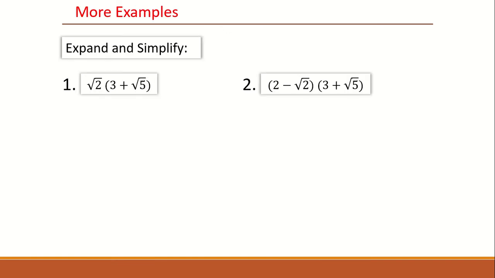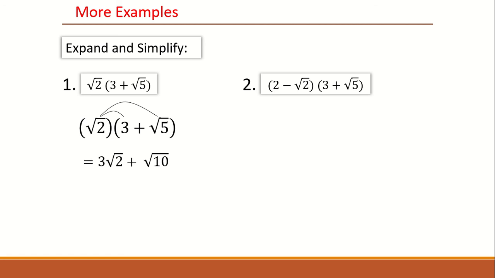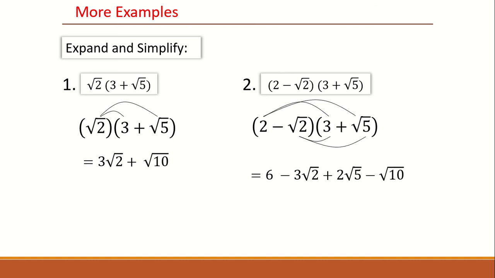Have a go at these questions. So question 1 is the same as expanding the bracket, where you do root 2 times 3 and root 2 times root 5. It should give you 3 root 2 plus root 10. For question 2, this should be the same as expanding double brackets, which you do 2 times 3, 2 times root 5, minus root 2 times 3, and minus root 2 times positive root 5. And you should get 6 minus 3 root 2 plus 2 root 5 minus root 10.